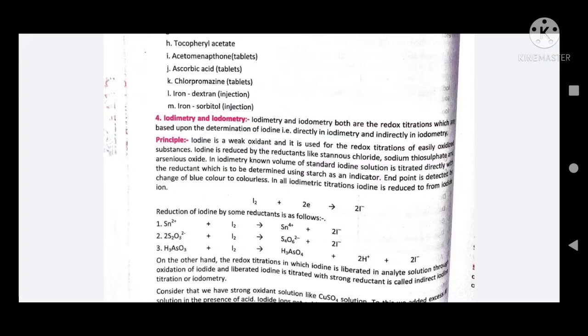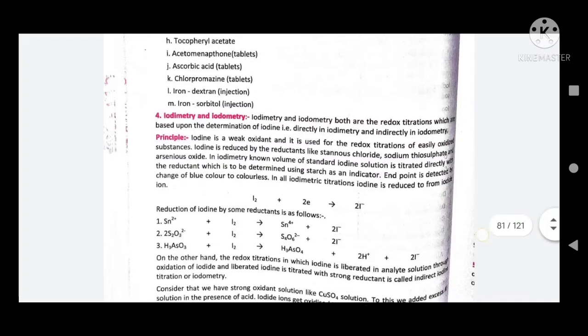You remember this one, and you can write directly opposite to that of iodometry. It means the determination of iodine indirectly is known as iodometry. You remember any one, either iodo or iodi. Iodimetry means directly, iodometry means indirectly. Yes, the next one is the principle.